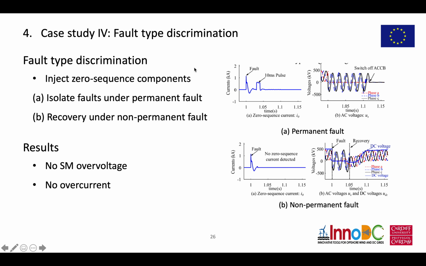If the full bridge MMC converter is kept active, we have the chance to inject a zero sequence component to detect the type of the fault. If we can still detect the zero sequence current, it means the fault is still there. Then we consider the fault a permanent fault. We will block the converter and switch off the ACCBs. But if we cannot detect the zero sequence current, it means the fault has been cleared.